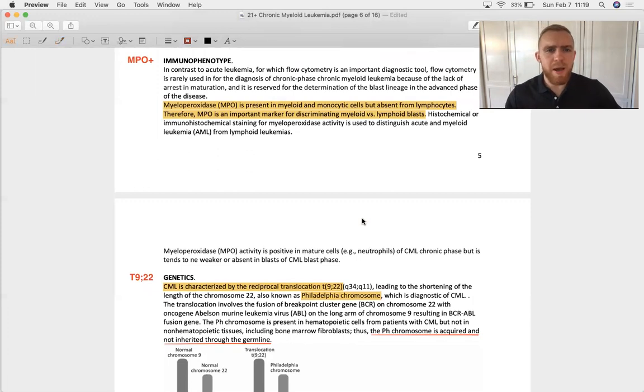CML typically stains myeloperoxidase positive. As a reminder, MPO is present in myeloid and monocytic cells, but not in cells of the lymphoid family. Therefore, MPO is an important marker for discriminating a myeloid leukemia from a lymphoid leukemia.